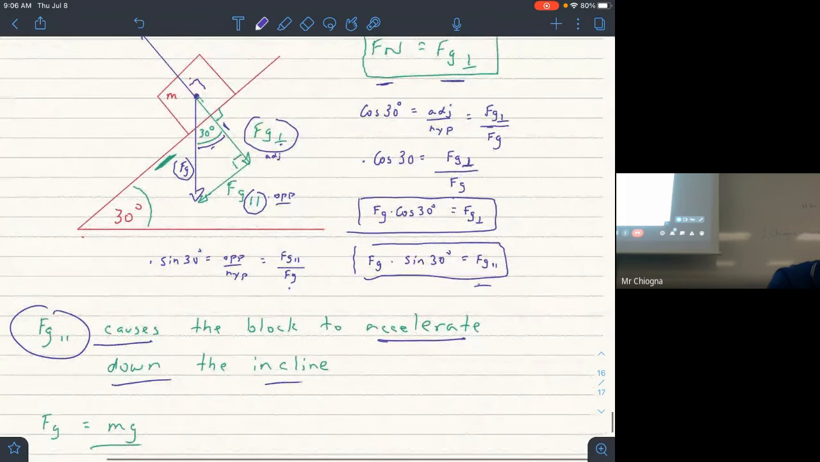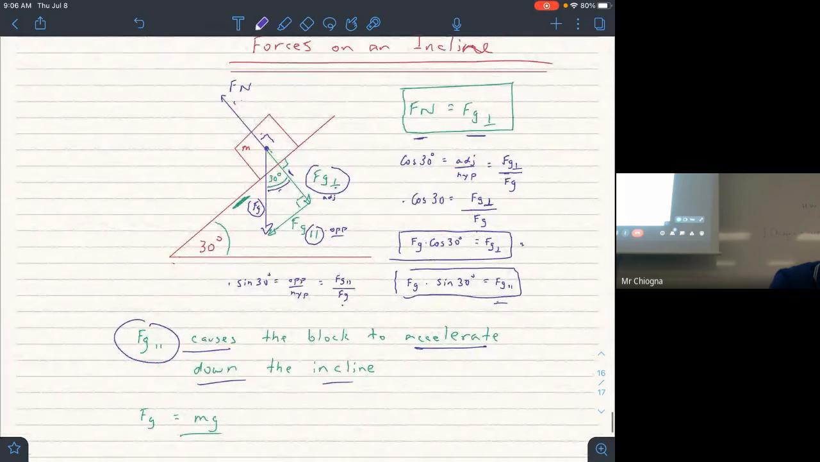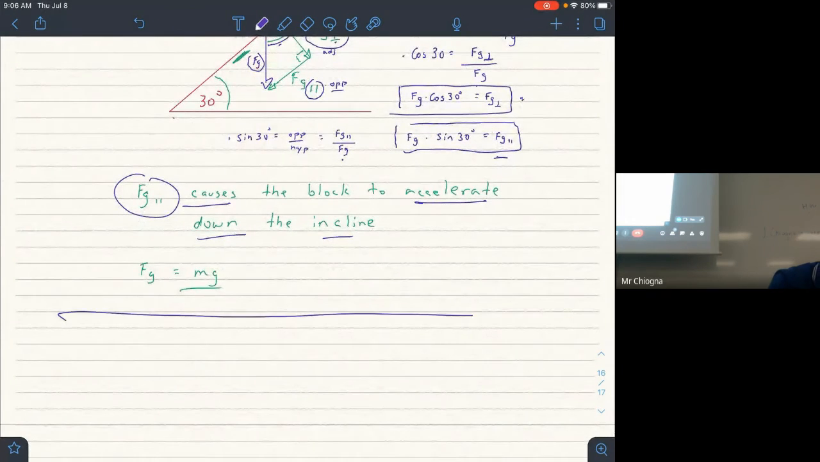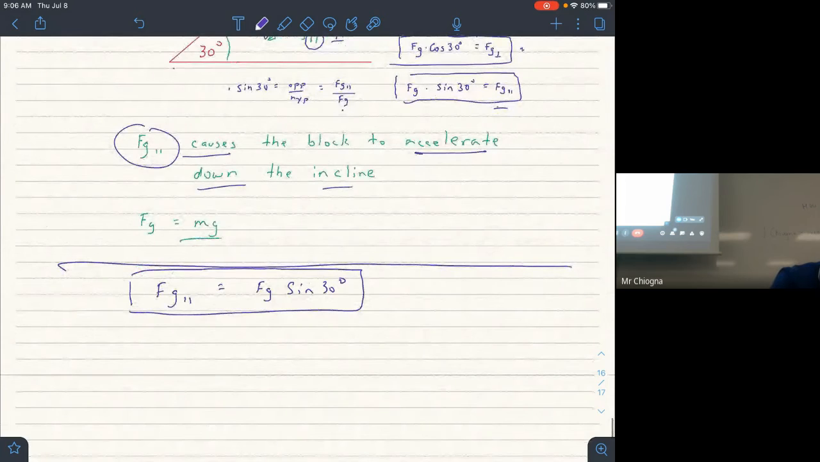And one more point here. FG perpendicular is important because it's equal to the normal force. So let me write it out here. Rewrite this. We have FG parallel. I'm just rewriting it. We have FG perpendicular, which is the same thing as Fn.